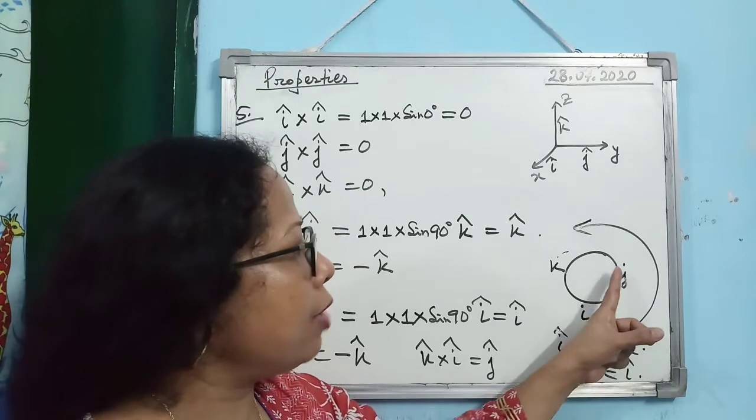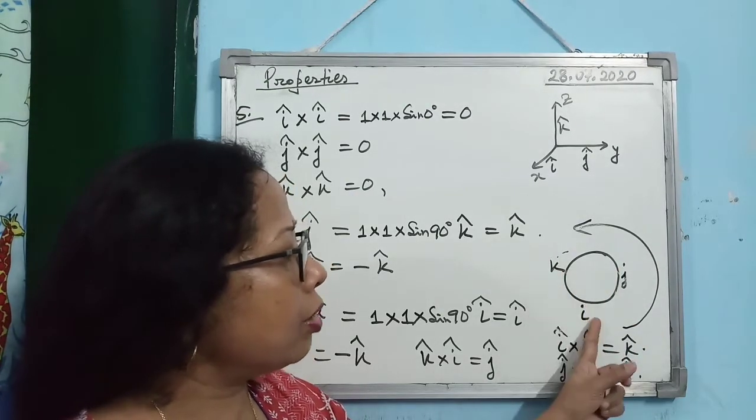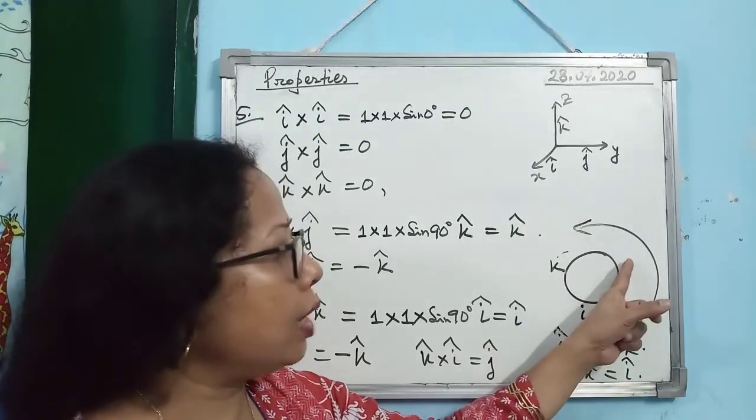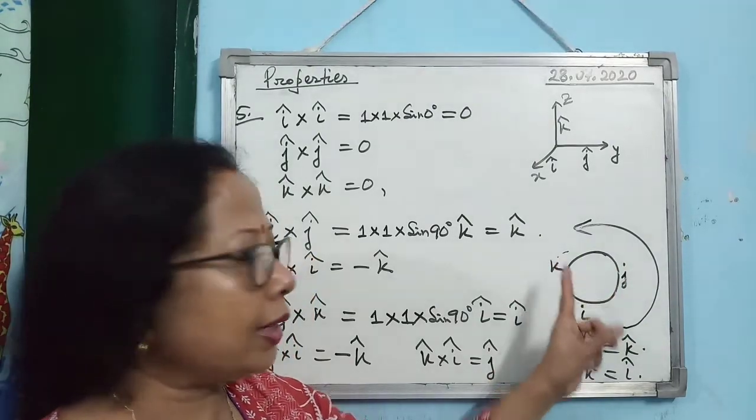Means simply I want to find out k cross i. So k cross i is j. I want to find out j cross k. What will be the vector? It is i.